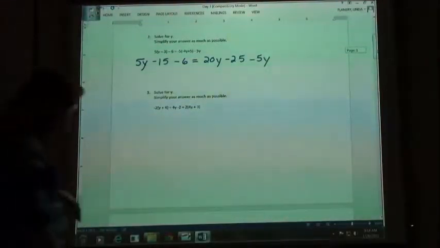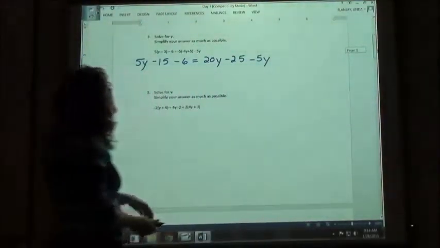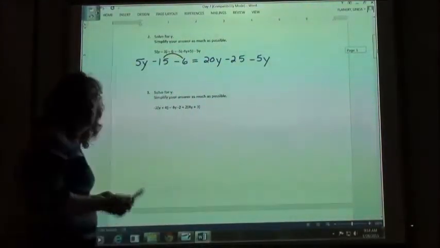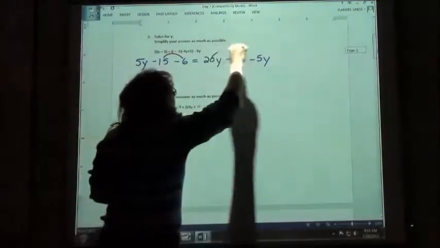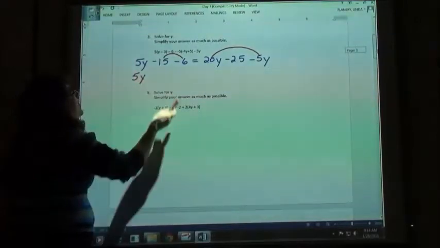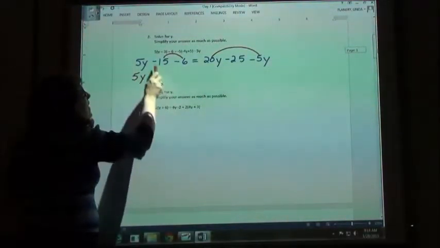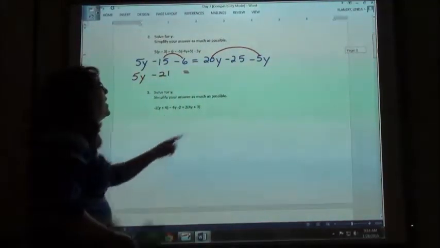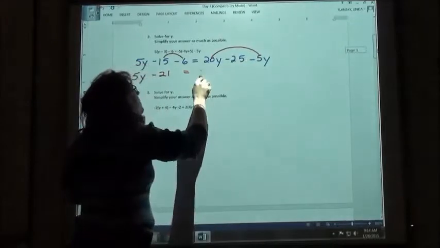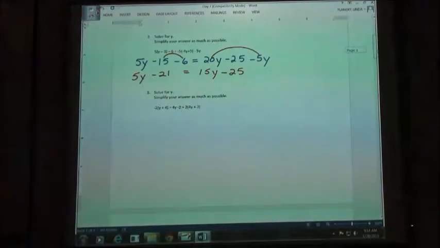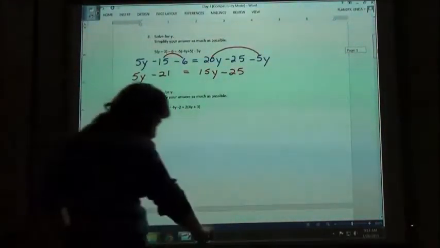Again, we've got 3 terms on both sides of our equation this time, which tells me I can combine stuff on the left and on the right. On the left, I'm going to combine my numbers or my constant terms. On the right, I can combine the ones with the variables. So I'm still going to have the 5y. Negative 15 minus 6, I add and keep the sign, so negative 21. On the other side, 20 minus 5 would give me 15y and minus 25 that I'm going to bring down. So 5y minus 21 equals 15y minus 25.